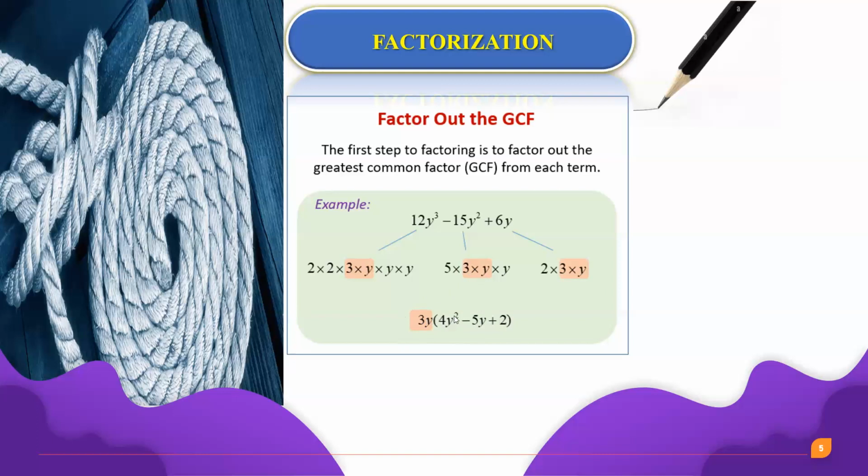So where does the 4y squared come from? You get 12y power 3, you divide it by 3y. So 12 by 3, you get 4. And y power 3 divided by y, you get y squared. Likewise, for 15y squared divided by 3y, 15 divided by 3, you get 5. And y squared divided by y, you remain with 1. Then 6y divided by 3y, you get 2 only. So the y cancels out. So this is what we call factoring out the greatest common factor of the terms being given in the question.